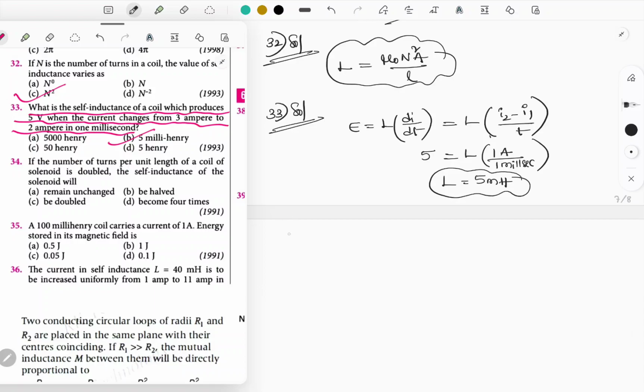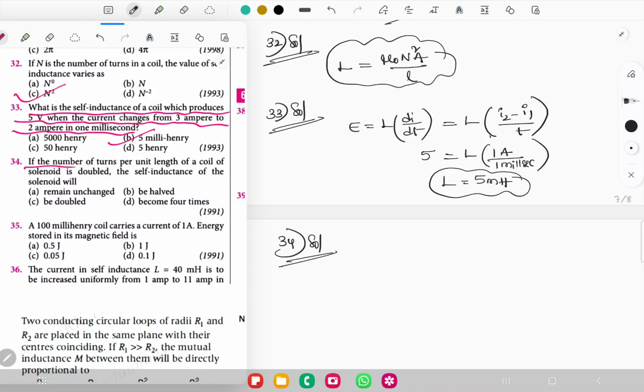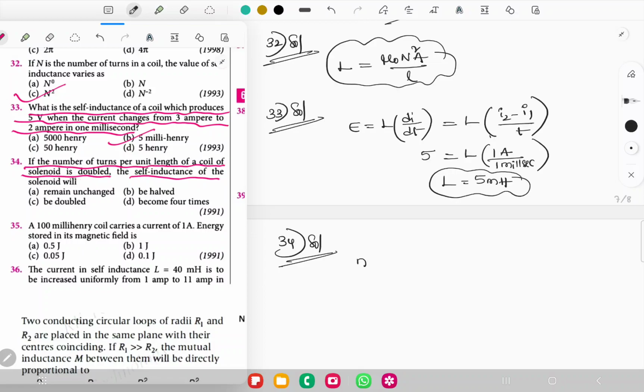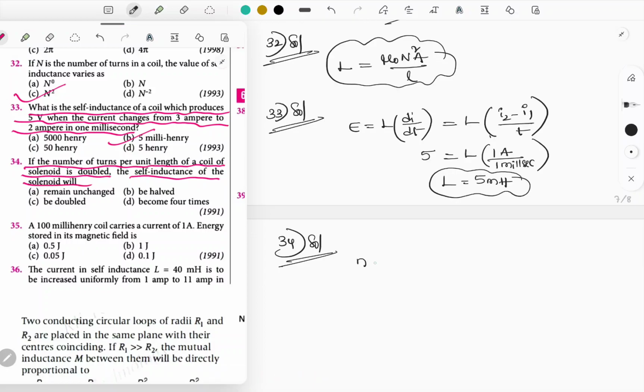Let's try question number 34. If the number of turns per unit length of a coil of a solenoid, that is n, is doubled, then what happens to the self-inductance of the solenoid? Okay, so if it is doubled, then what happens to self-inductance? That's what we are asking.